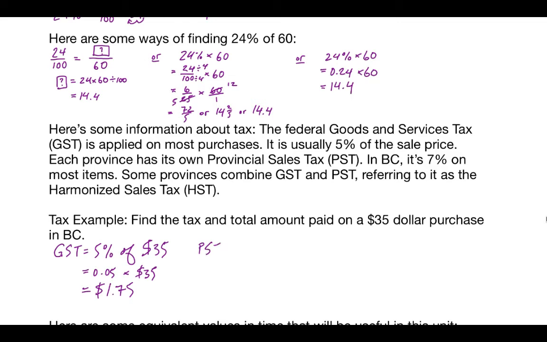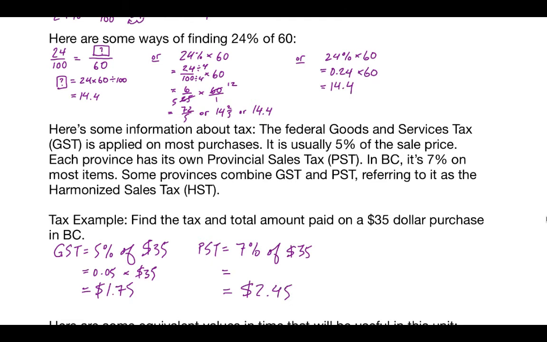The PST is a little bit more. It's 7% of $35. And if I was going to do a mental math way, I would take the 5%, and then I'd also figure out 1%, and then I'd add those two things together. So if I do 10%, it's $3.50. So 1% of $35 is going to be like 35 cents. So 70 cents. So I think it's 70 cents plus $1.75. I think it's $2.45.